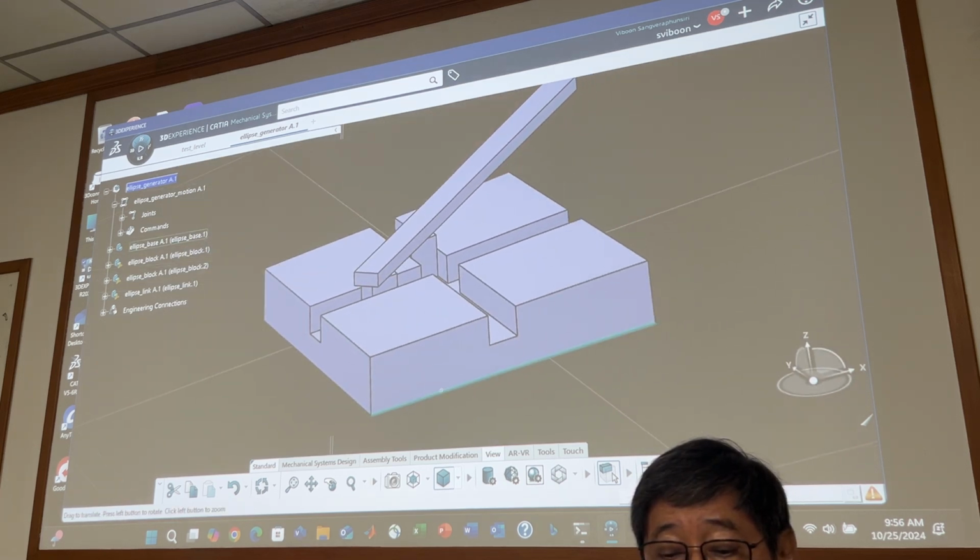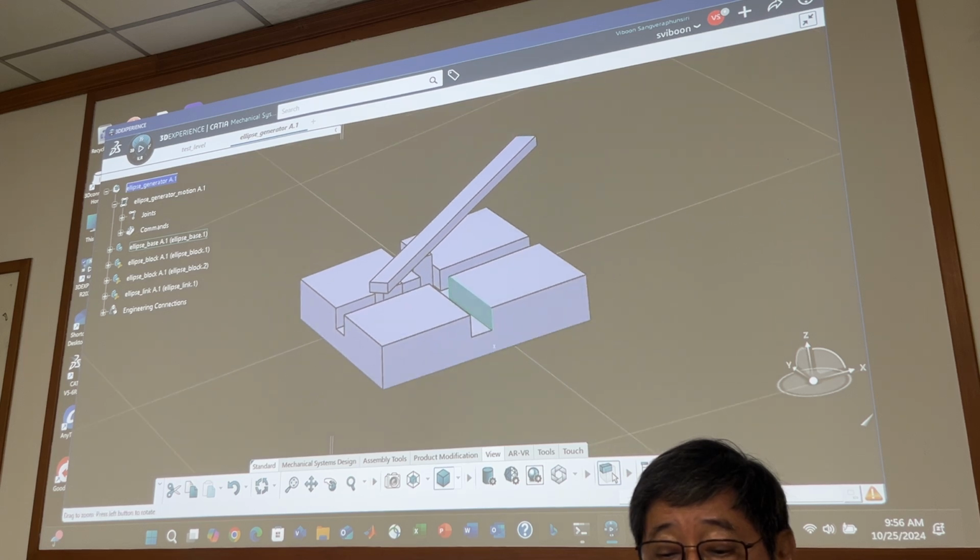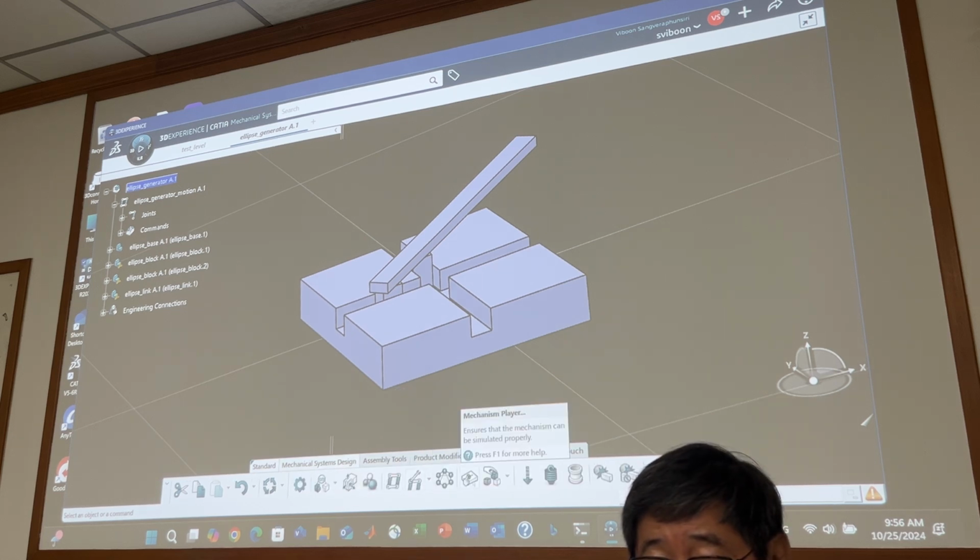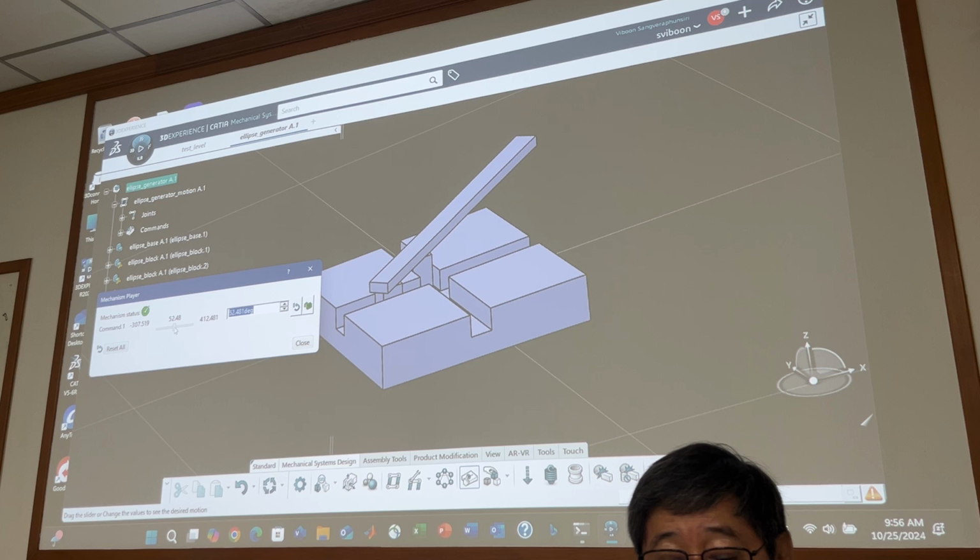You have this one, this for ellipse, create ellipse. If you put a pen here, then you can create an ellipse anyway. So this one.